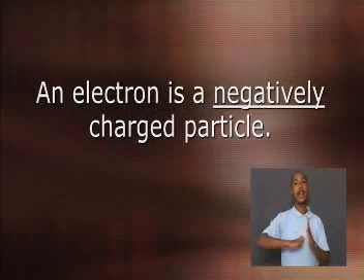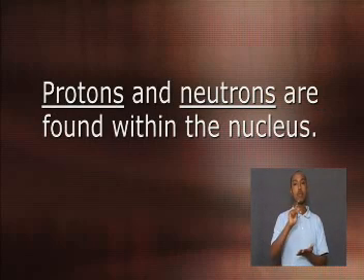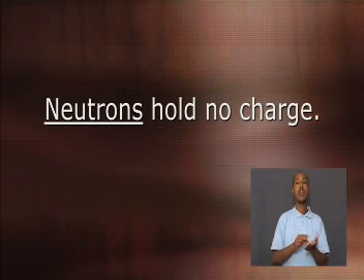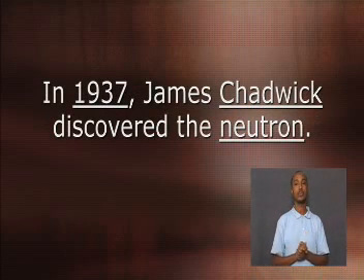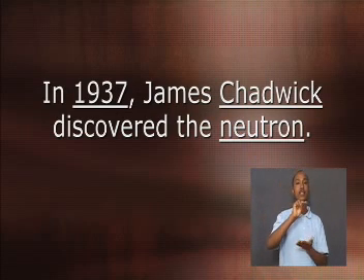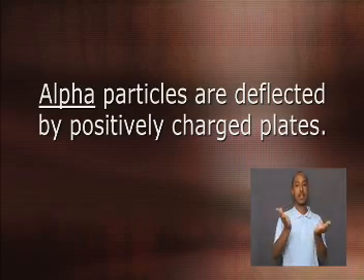An electron is a negatively charged particle. Protons and neutrons are found within the nucleus. Neutrons have no charge. In 1937, James Chadwick discovered the neutron. Alpha particles are deflected by positively charged plates. If your answers match what we have listed here, you are correct. Excellent work.